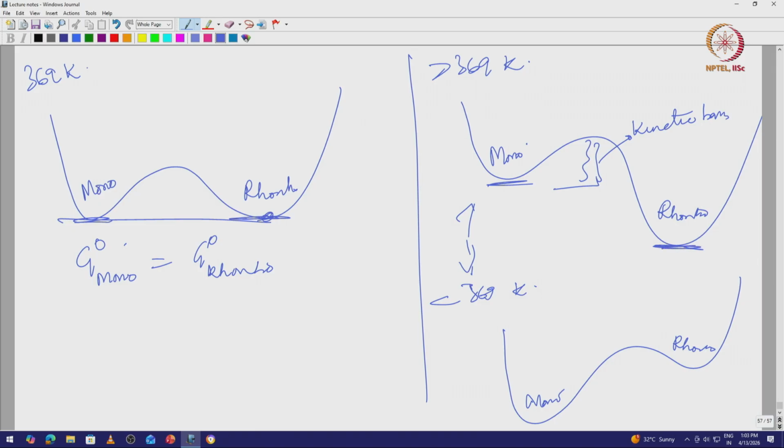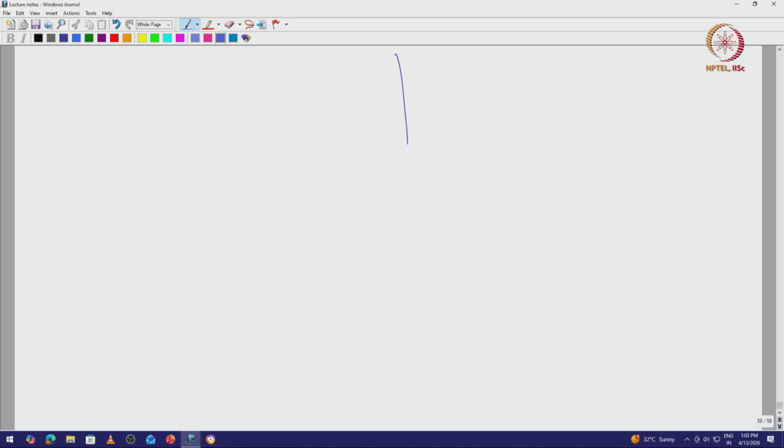Let us say it is in a rhombohedral state, right. I reduce the temperature, it is still in a rhombohedral state, right, unless I provide this kinetic barrier delta G activation, right. So, this is what is called the kinetic barrier. It cannot go to the monoclinic phase, right, but the kinetic barrier has reduced by reducing the temperature below the phase transition temperature. The kinetic barrier has reduced so that the globally stable phase happens to be the monoclinic phase. Okay.